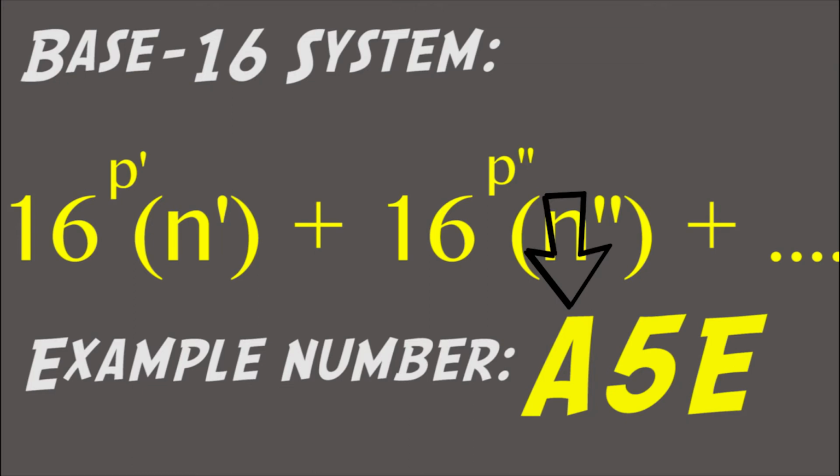And now for our final place, P is equal to 2, and our n value is A, which represents 10. So our next addend is 16 squared times 10, which equals 2,560. So our full total equation is 14 plus 80 plus 2,560. So our hex number A5E equals 2,654 in base 10.